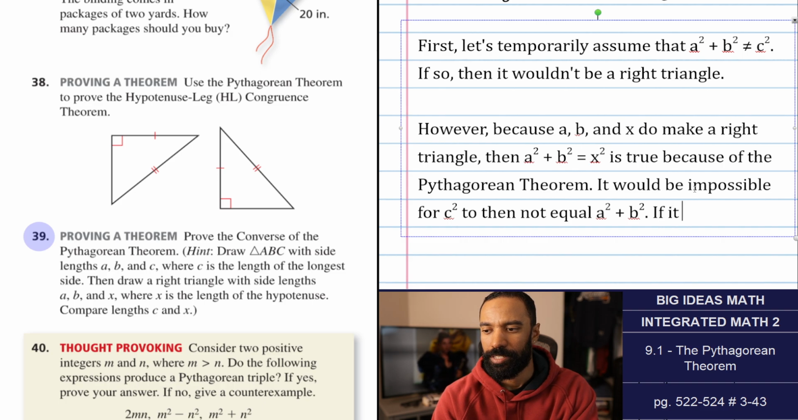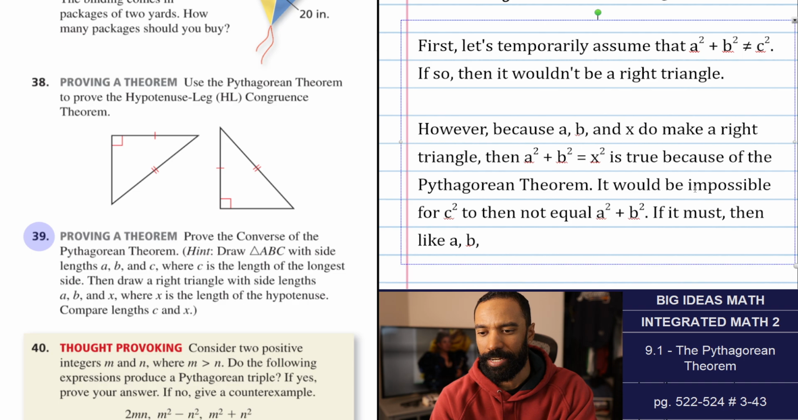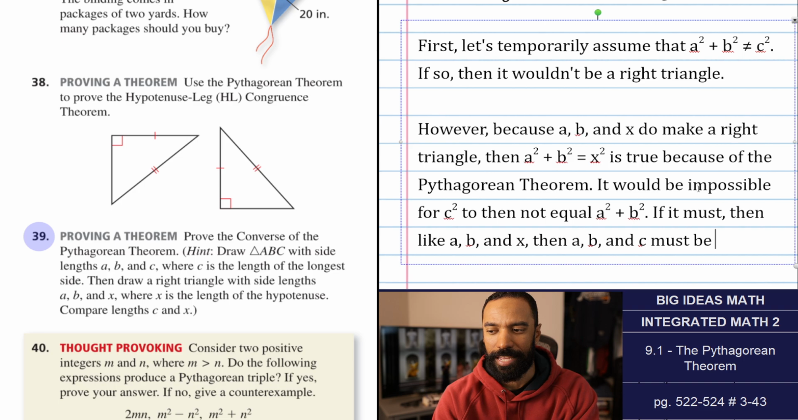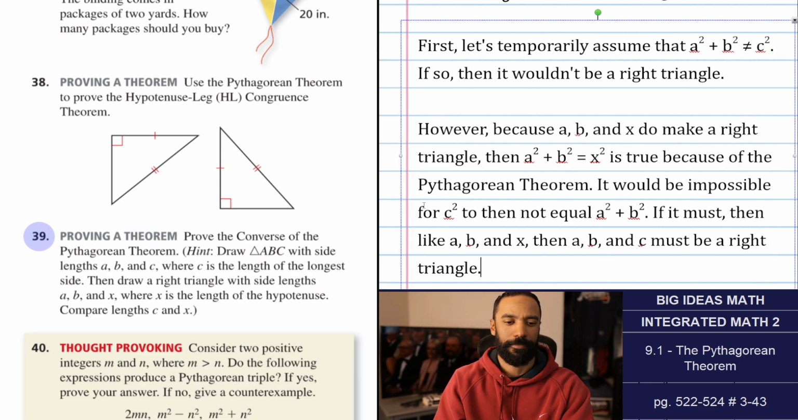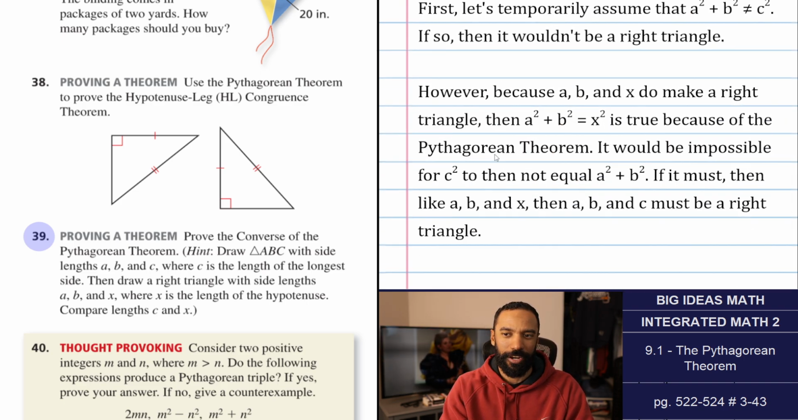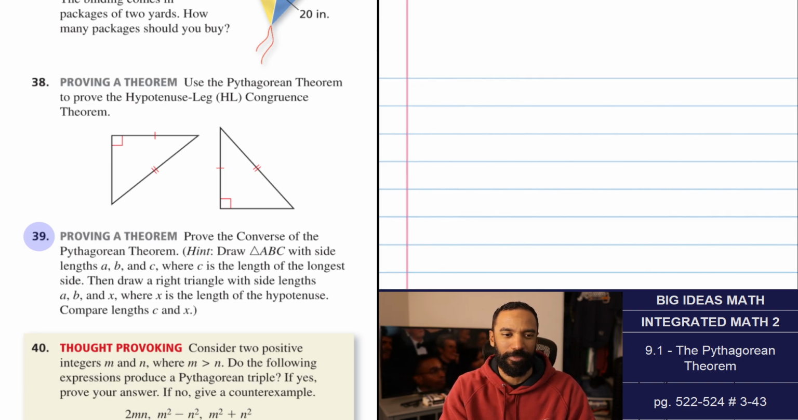If it must, like A, B, and X, then A, B, and C must be a right triangle. I'm getting the idea, I believe, and I hope that kind of works enough. I don't know if indirect proof is the way to go there, but I think that kind of works for me. You could have probably done something else, but I think that's pretty fun and pretty good.